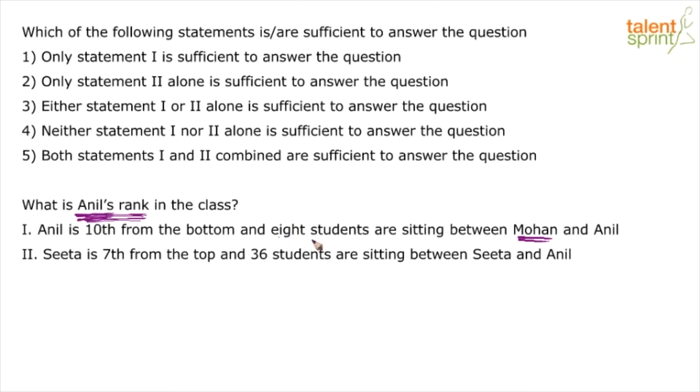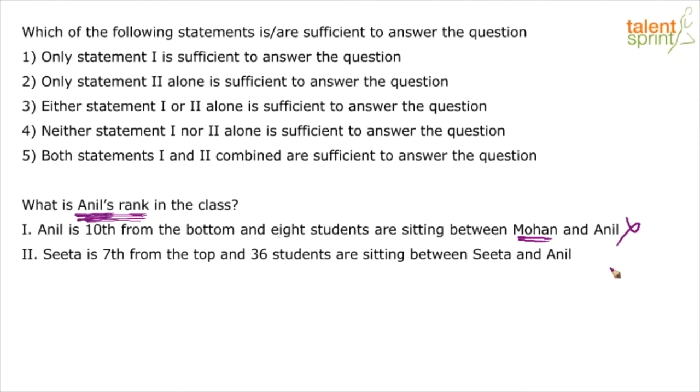See, instead of giving 8 students between Mohan and Anil, if you had mentioned the total number of students, I could have said statement 1 is sufficient. Why? Because Anil's rank is 10 from bottom. We also know the total number of students. So based on that, we can estimate the rank of Anil from top. But that part of the information is not given to us. He simply says Anil is 10th from bottom and 8 students are sitting between Mohan and Anil. So statement 1 alone is not sufficient.